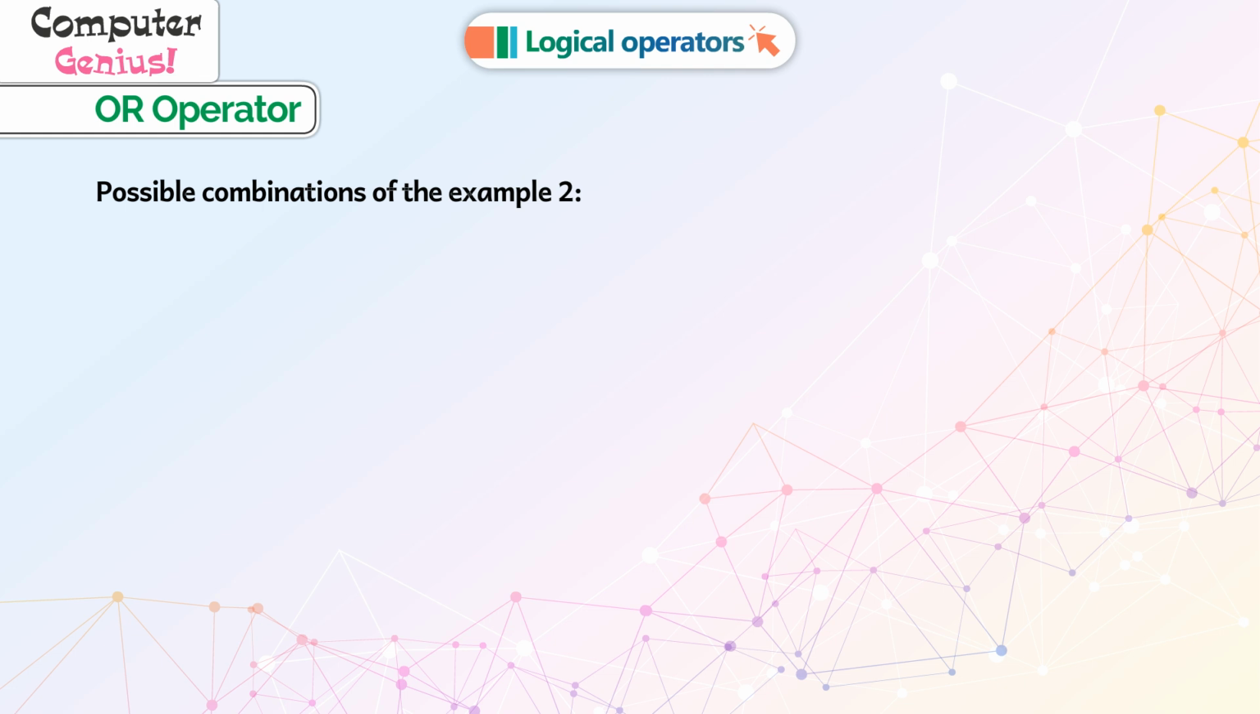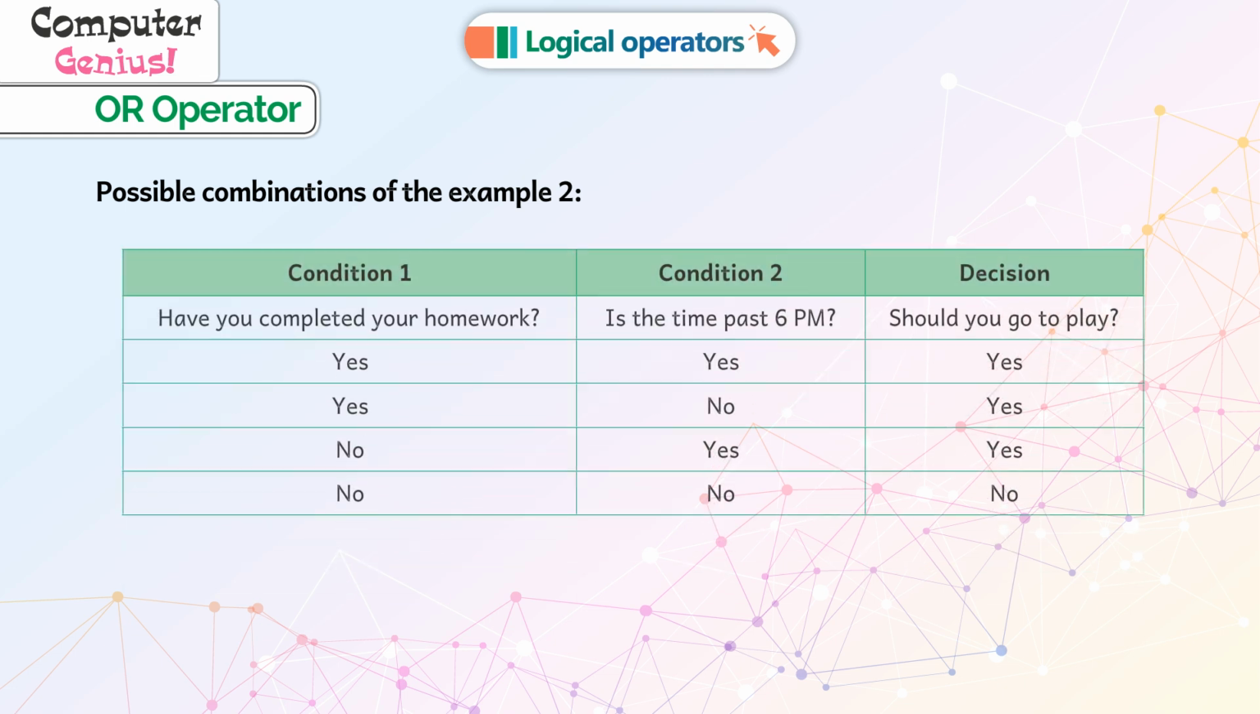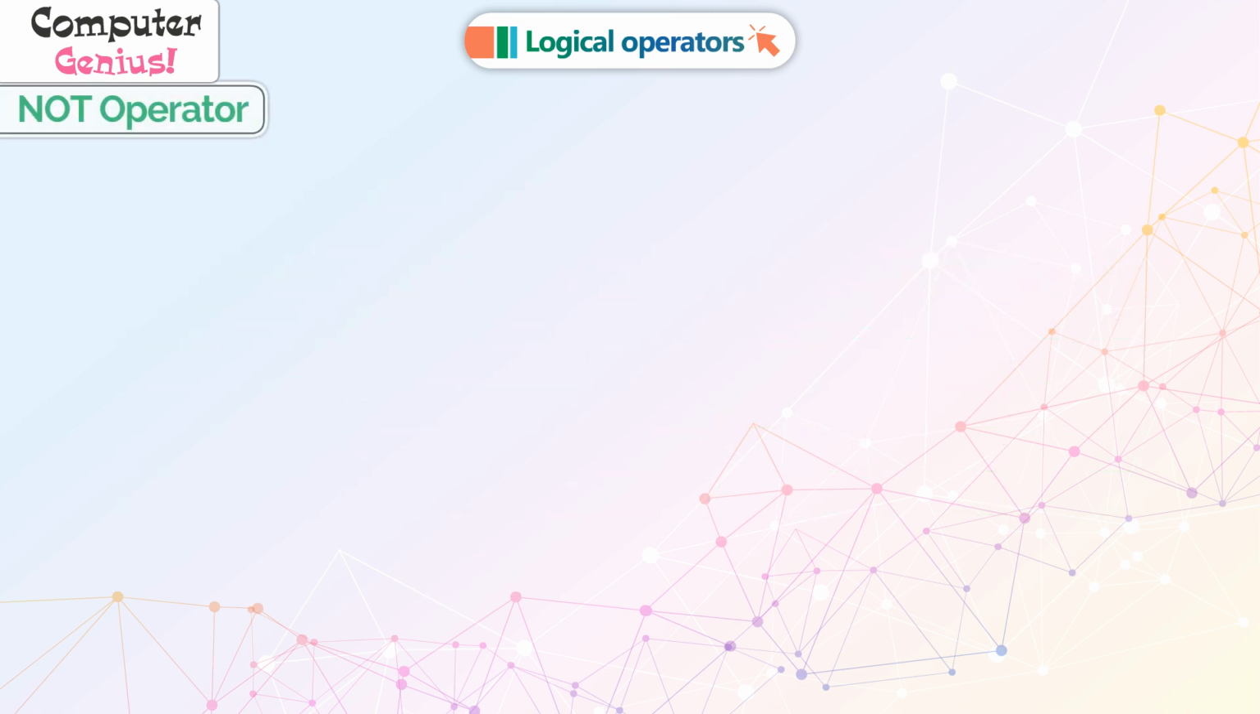Possible combinations of example 2. Condition 1. Have you completed your homework? Yes, yes, no, no. Condition 2. Is the time past 6 p.m.? Yes, no, yes, no. Decision. Should you go to play? Yes, yes, yes, no.